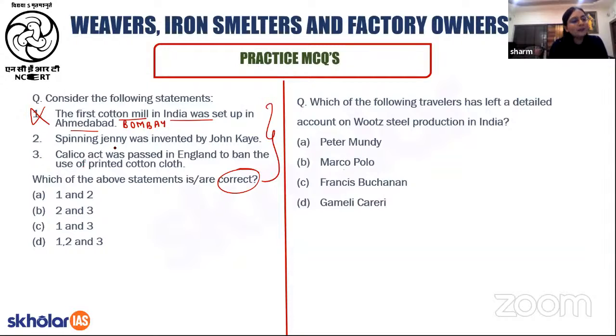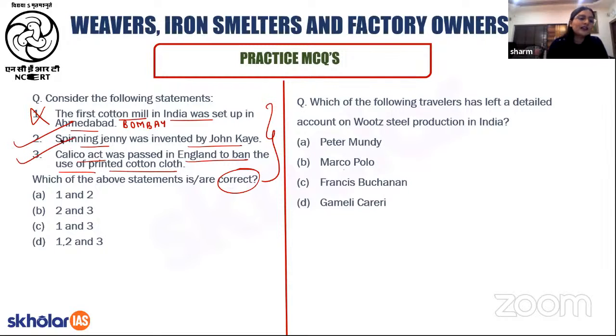Now students, the second statement says that spinning jenny was invented by John Kay. This is going to be a correct statement, students, because it was indeed invented by John Kay. Now students, the third statement says that the Calico Act was passed in England to ban the use of printed cotton cloth.